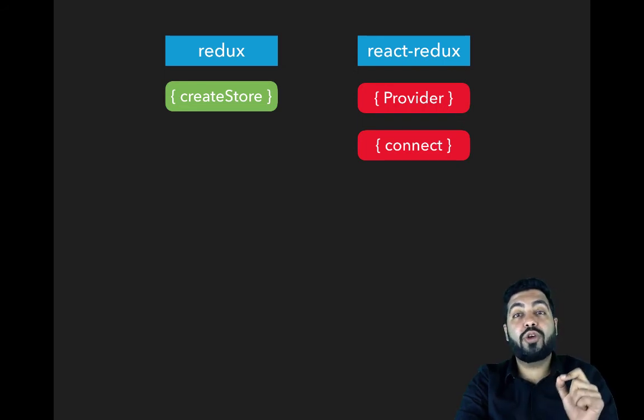Similarly, we also have connect, so that the store object that is passed from the parent to the child is available as properties. I think we will go through these when we see the examples, but please keep in mind that we are going to be using them going forward.